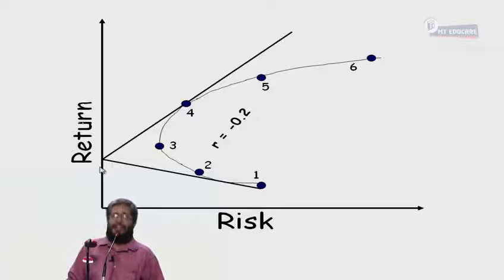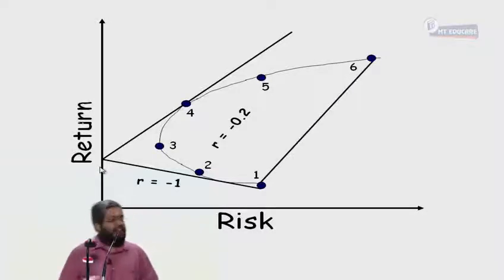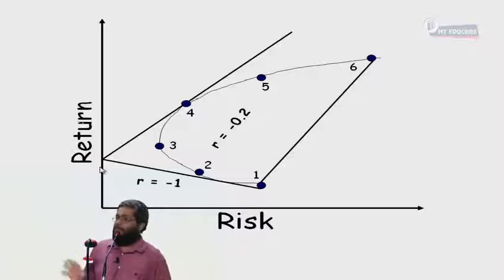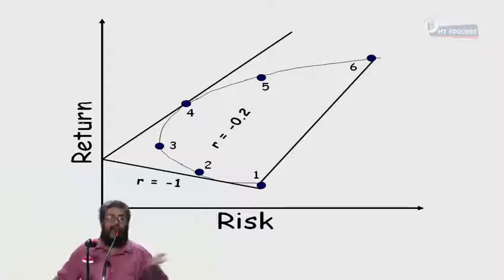When the correlation is +1, then all combinations are what? Efficient only. We cannot say any is inefficient because everything gives you more return for more risk. Or because the minimum variance portfolio is what? Each security 100%. Everybody following what I am saying? Now, this is what we discussed in the first slide.